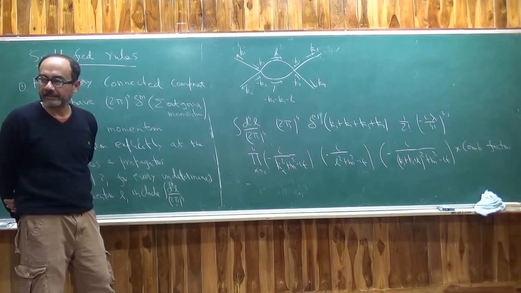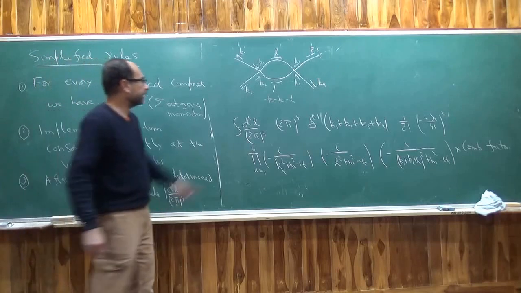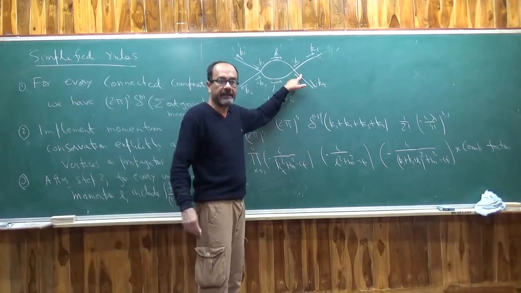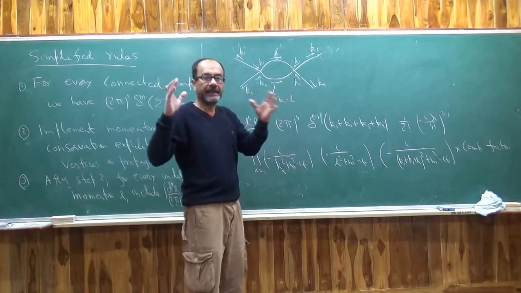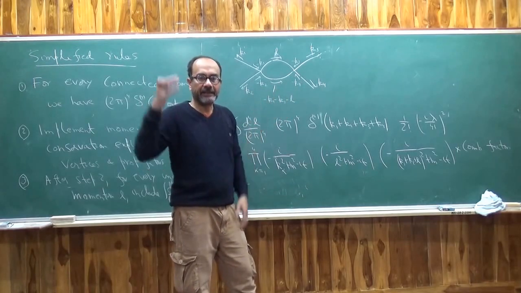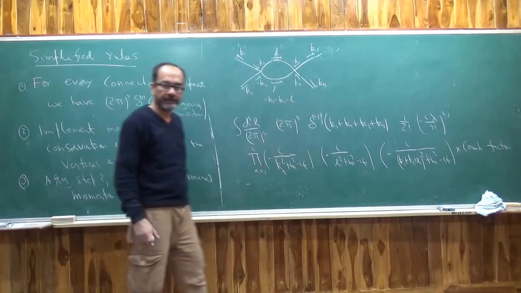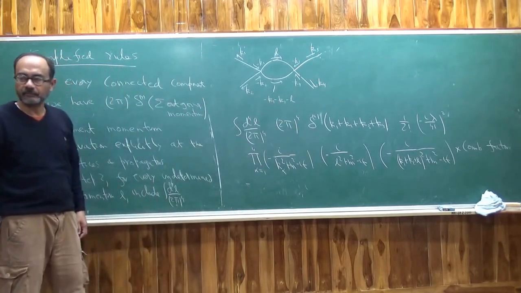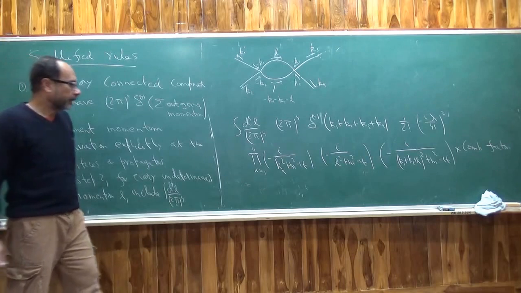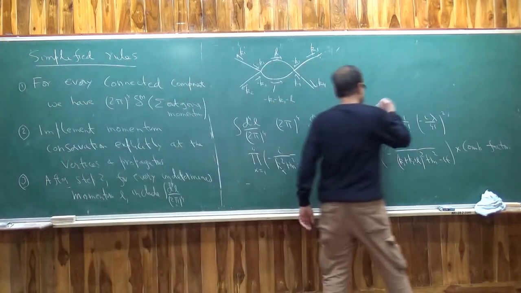Is this rule clear? Why is there a 1 by 2 factor? That's because there are two vertices, right? So when you expanded that into the S interaction, it's 1 over 2 factorial times S interaction squared. So that's this 1 over 2 factorial. Okay, so I'll leave it as an exercise.